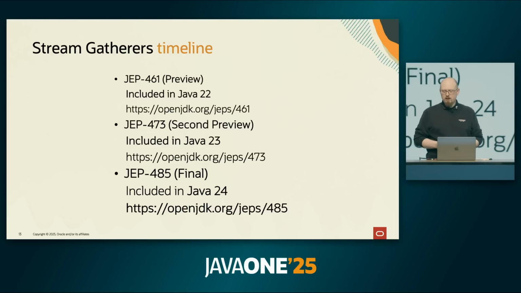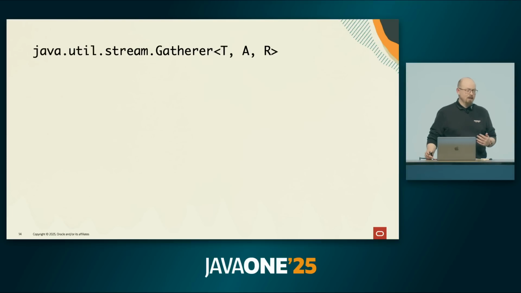So what does it look like? Well, as I said, it was inspired by collector, so it looks pretty similar to collector. It's still the type of the input elements. It's the state type or the accumulator type. But in this case, the R is not the single result, but the type of the output of the gatherer. So it's the type that goes to the next step.